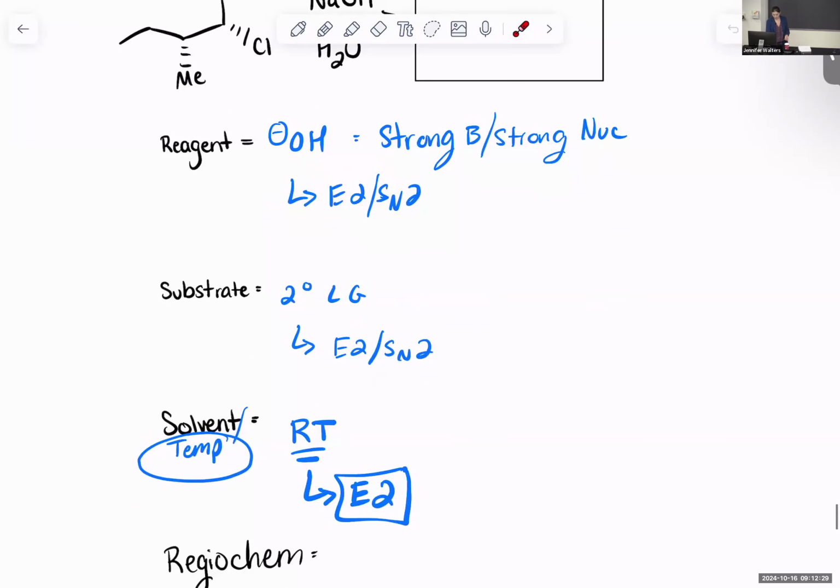So what we need to do is look at our temperature. Remember that solvent was what helped us pick between 1 and 2. So if you're comparing SN1 to SN2 or E1 to E2, then you use solvent. If you're trying to pick between elimination and substitution, we use our temperature. And I had said that for the sake of this class, we're just going to say room temperature is going to favor elimination. So for room temp, we're going to say it's E2. So that told us E2 is going to be our major pathway.